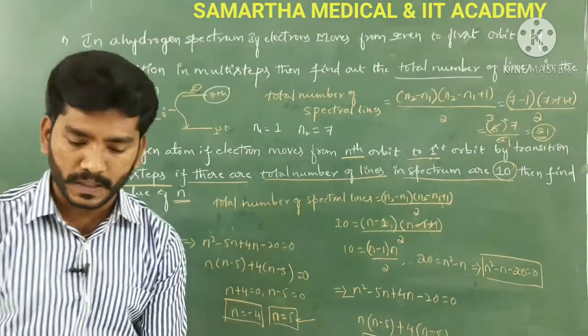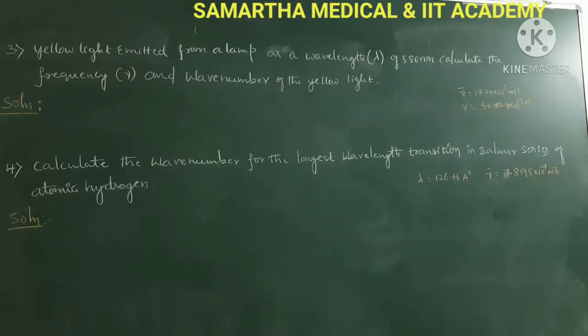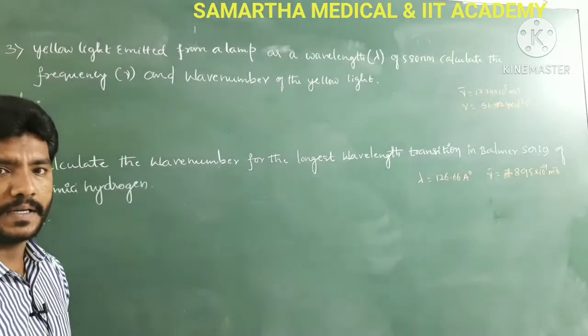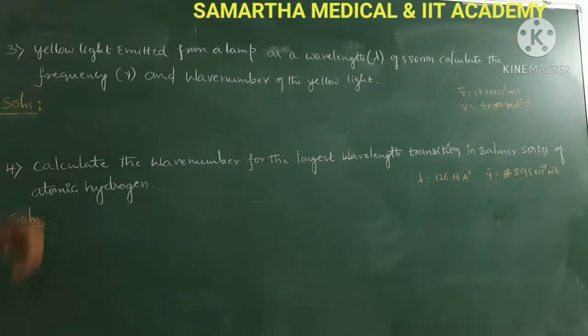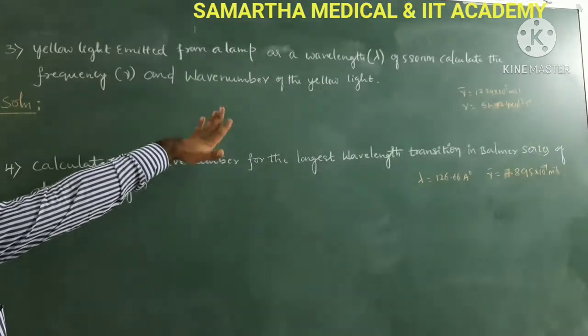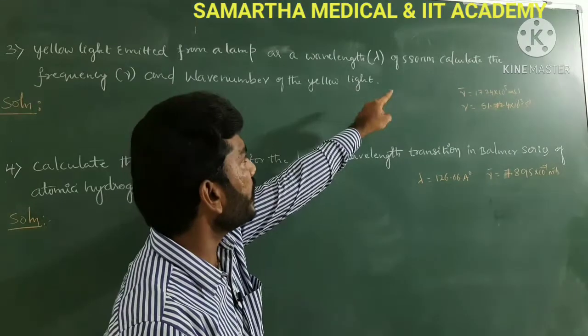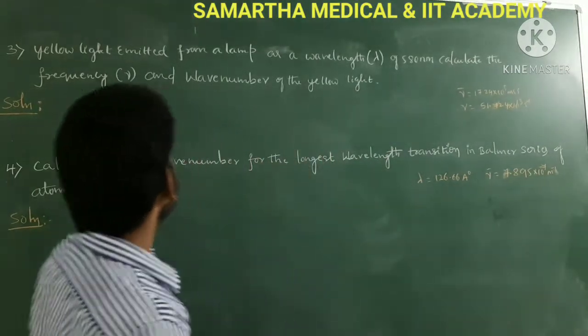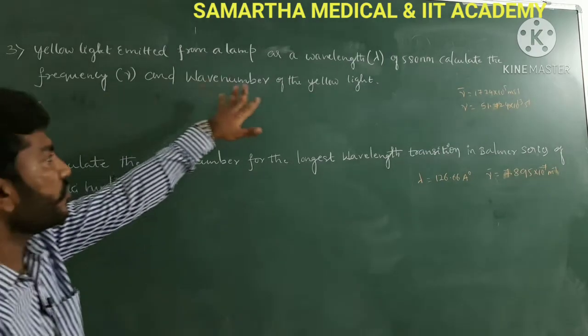So let's go with the third problem. So what will be there? So yes, guys, we have the third numerical here, and it will be like that: yellow light emitted from a lamp has a wavelength, represented by lambda, of 580 nanometer. Calculate the frequency and wave number of the yellow light.